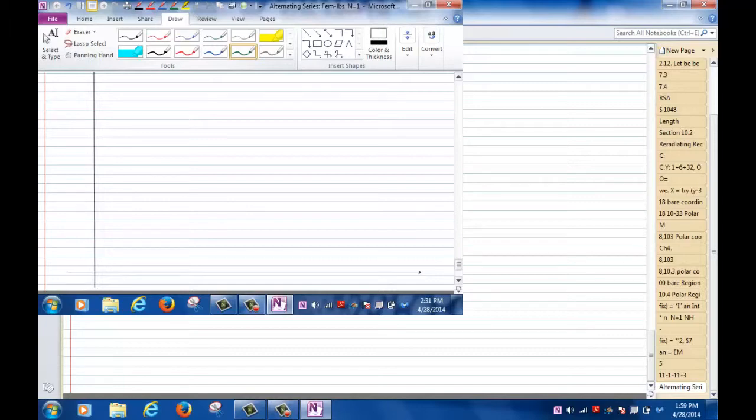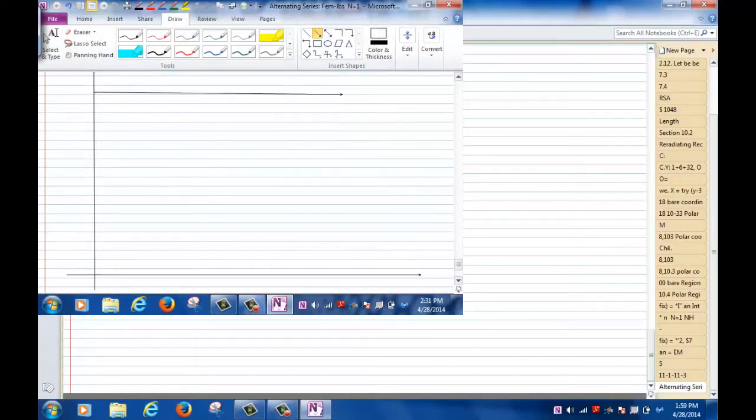So what is S1? S1 is you're adding one term, right? Let's say this length here is B1. If I call this length B1, isn't that the same as the value of S1? So S1, I'm going to plot it on the x-axis. S1 is the same as B1, right? Okay, what is S2? S2 is the sum of the first two terms, right? It's B1 minus B2. So I'm going to subtract now.